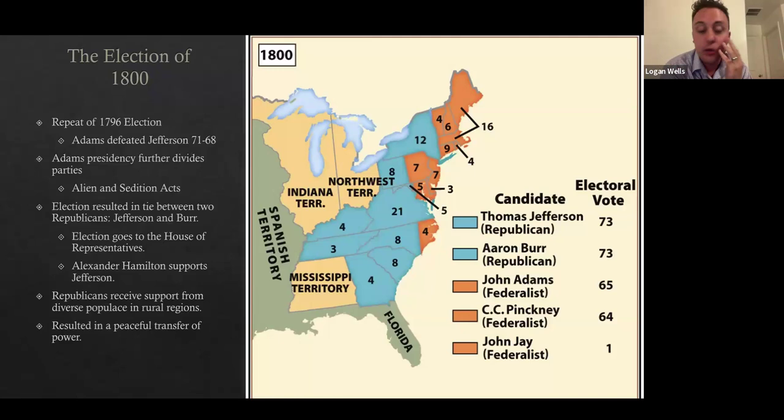Another thing you have as well is a Naturalization Act. What this did is it lengthened residency requirements for American citizenship from 5 to 14 years. Before, you only had to live in the United States for 5 years to become a naturalized citizen. Because of this act, it went from 5 to 14.